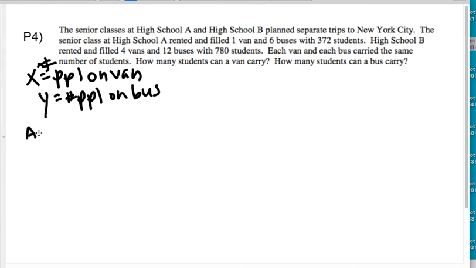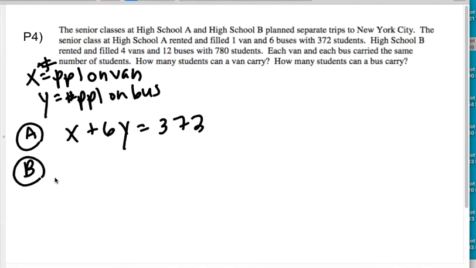Okay, so school A has one van, so that'd be X, plus 6 buses, which would be 6Y equals 372. And school B has 4 vans, so 4X plus 12Y equals 780. Cool. And this is a 2, but it looked like a 3 the way I wrote it.